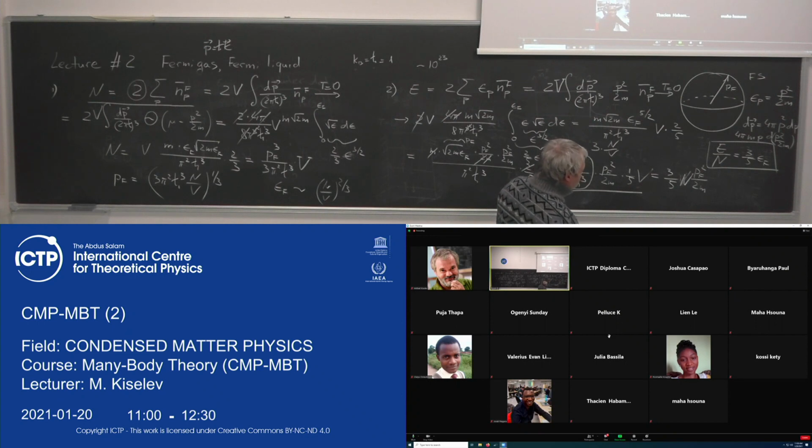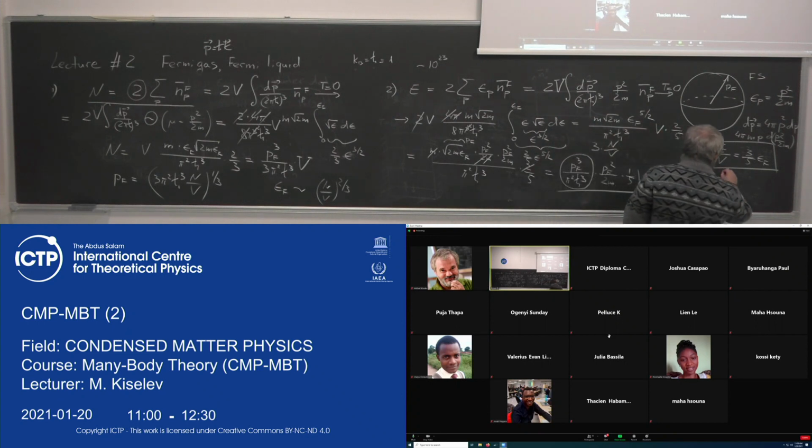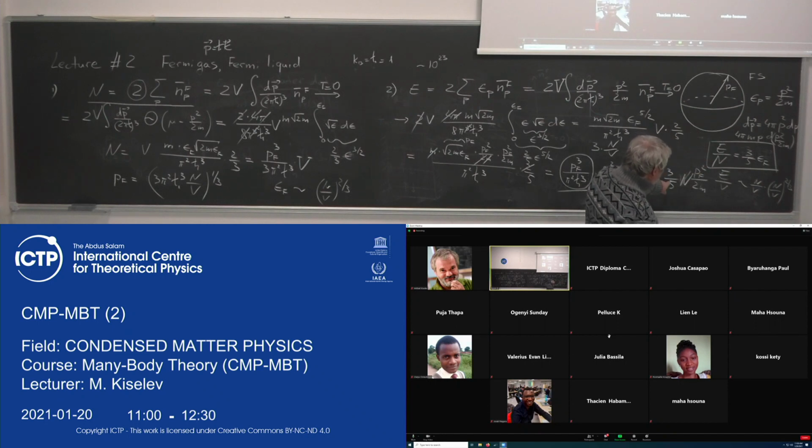However, I can also write down energy per unit volume. Energy per unit volume will be proportional to n over V times Fermi energy, which is proportional to n over V to the power 2/3. So, therefore, energy per unit volume is proportional to the density to the power 5/3. Okay? This is all that I wanted to say about the energy of the ground state.